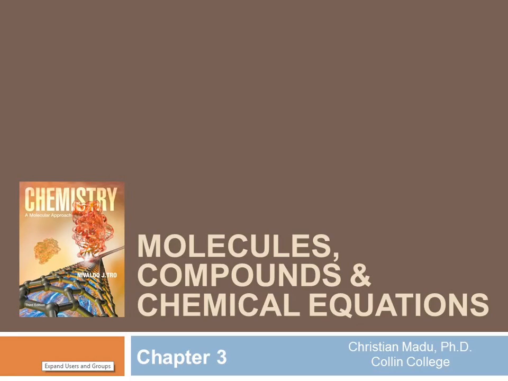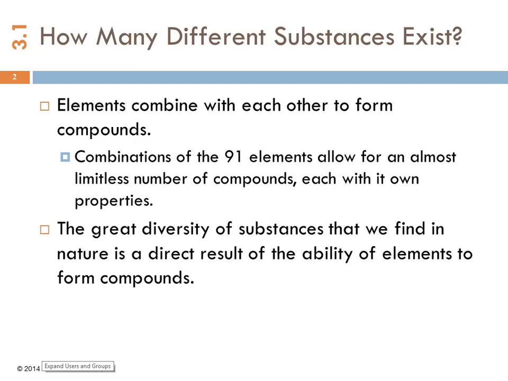So we're on chapter 3. The first part of this chapter is about naming compounds. We talked about what atoms and molecules are. We talked about what elements are. When elements combine together, they form compounds. Since there are 91 naturally occurring elements, you can imagine that the number of possible combinations is almost infinite.